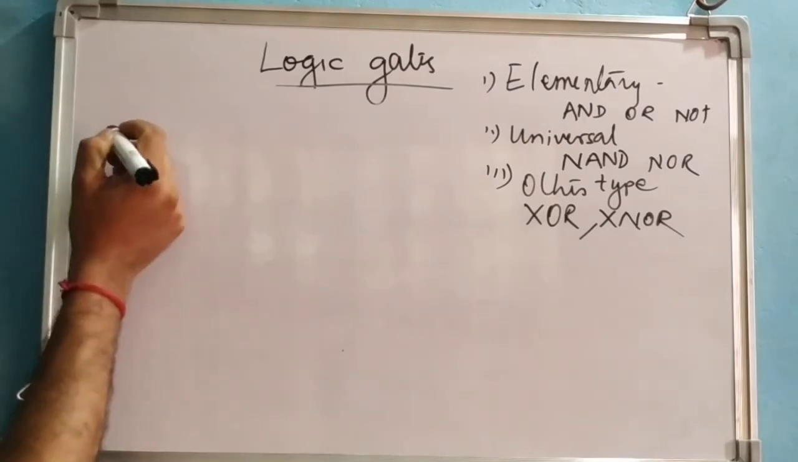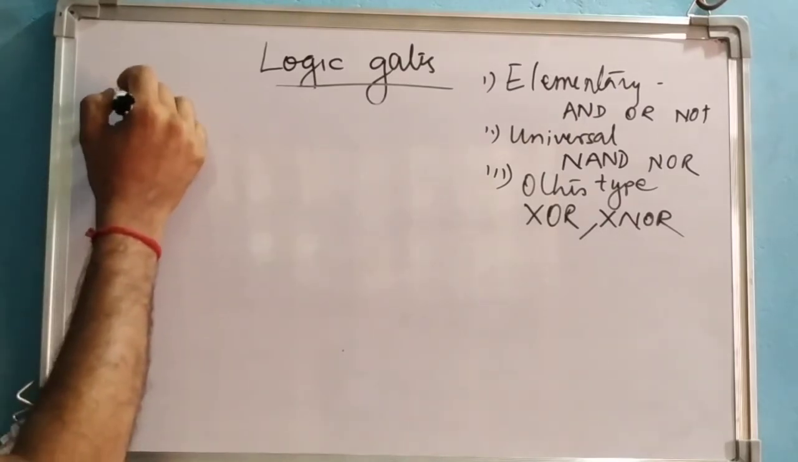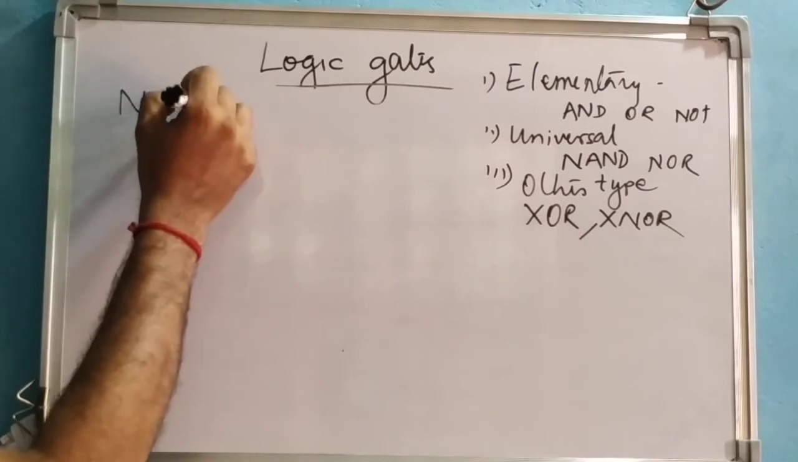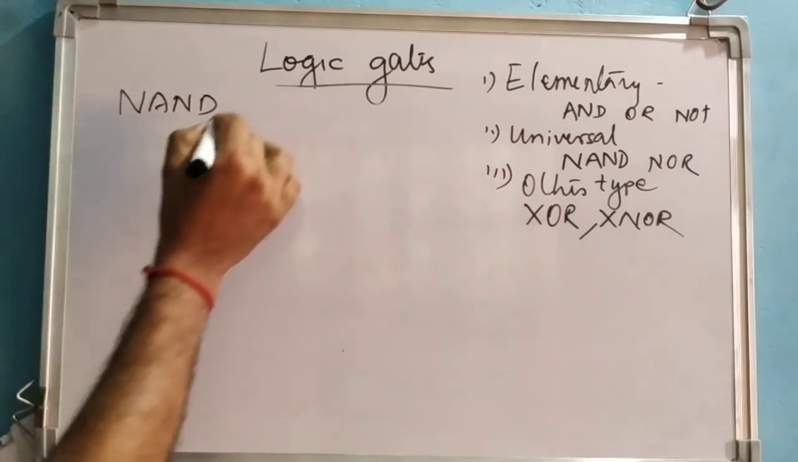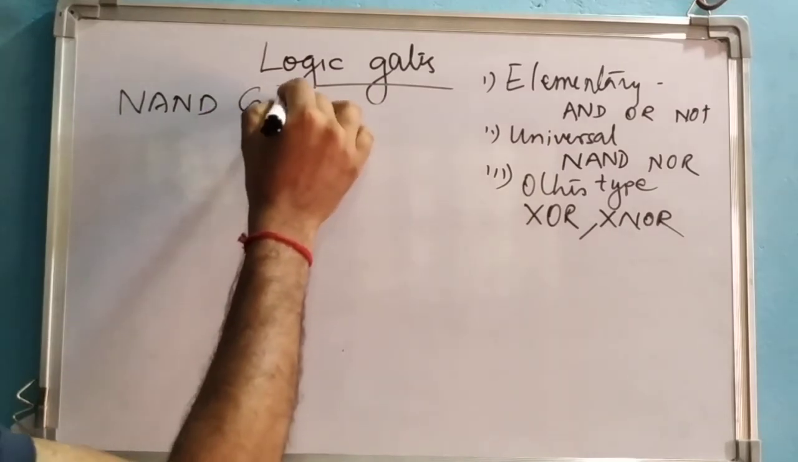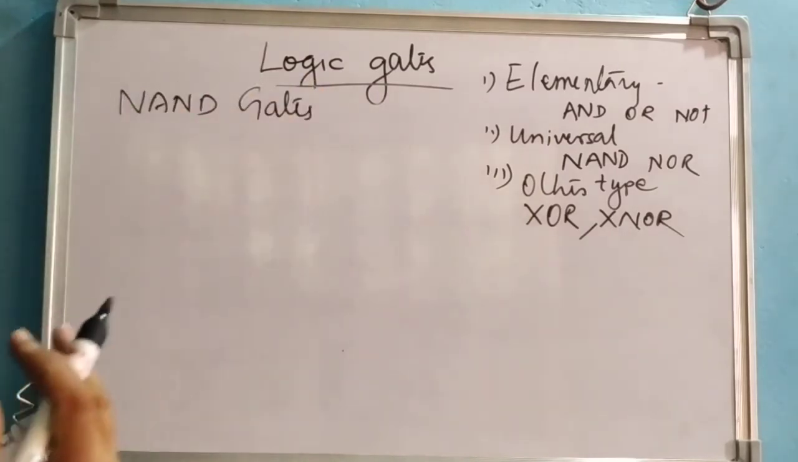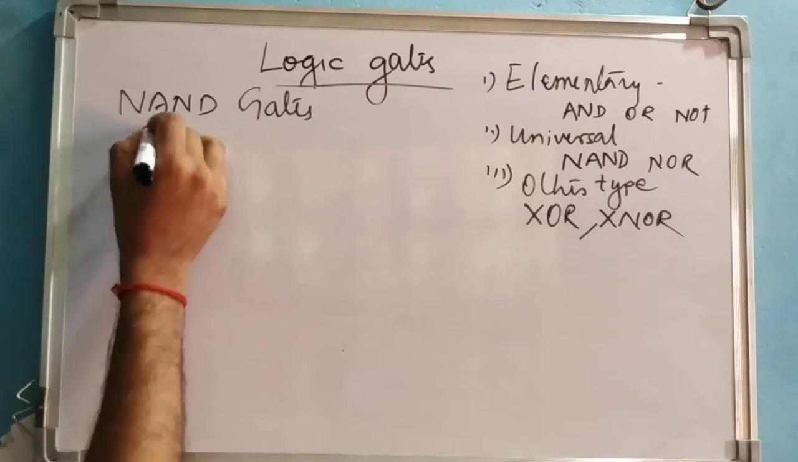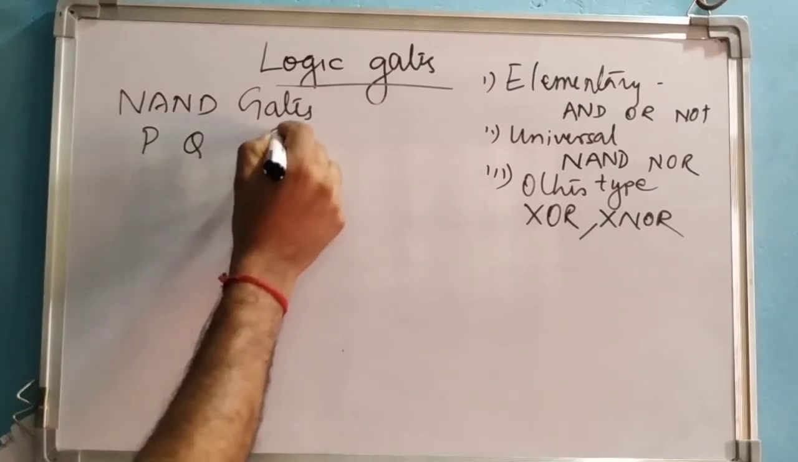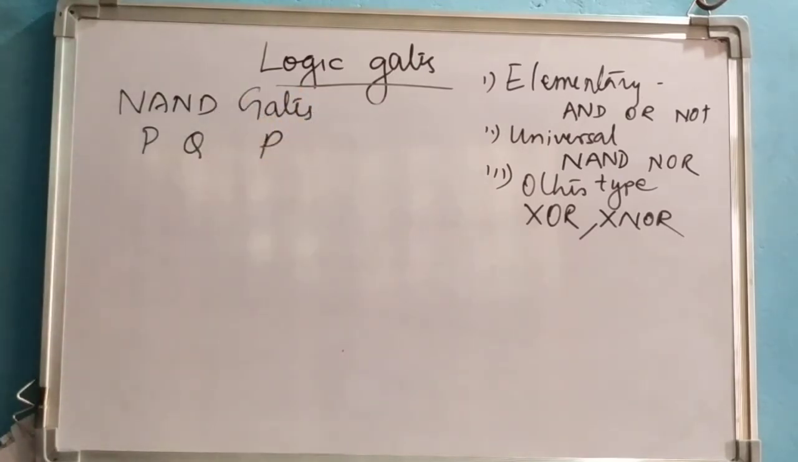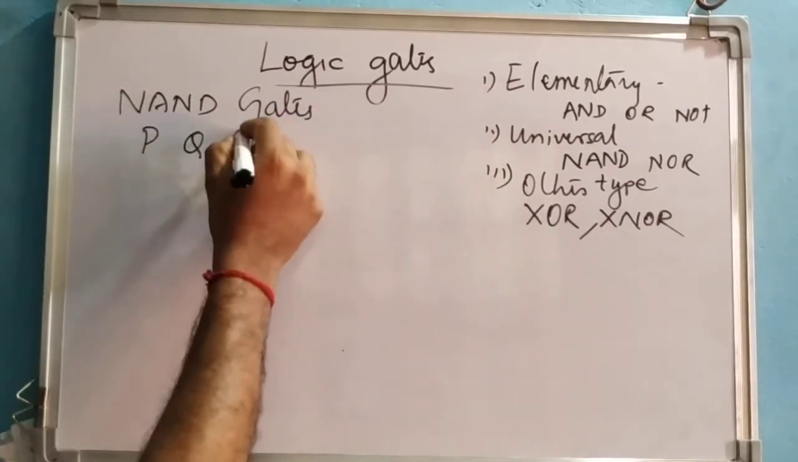So now let us discuss the universal gates, starting with NAND. NAND means it is the reverse of AND. So reverse means opposite of AND. So if this is P, this is Q, and P and Q. Suppose we take the output as D, for the NAND gate.